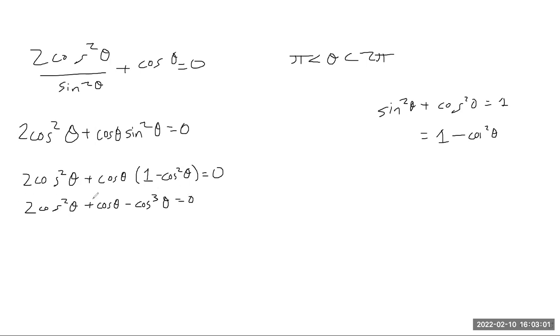Don't be hesitant. Nothing is wrong if you have a cos cubed theta. Nice. So what do you notice? It's not a quadratic. A cubic, yeah. But if you call cos theta g, you notice what? This looks like a cubic. So you can factor out a G, right? That's right.